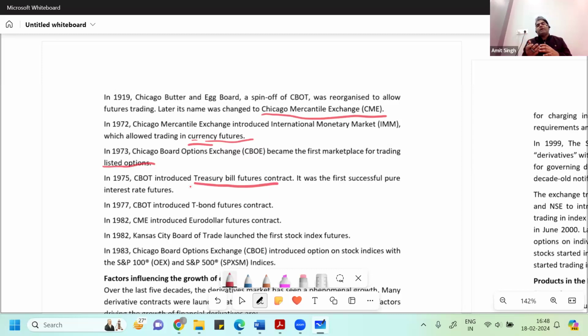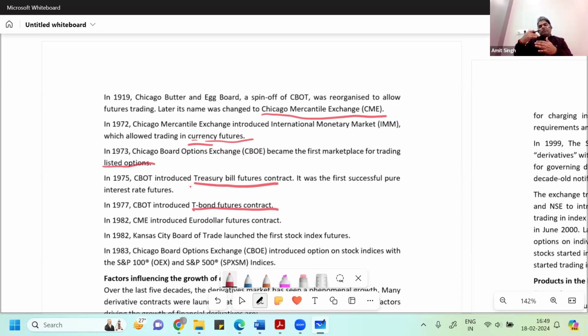Treasury bills have a life of 91 days, 182 days, or 364 days, and are issued by RBI on behalf of the Government of India, where banks and other financial institutions participate, and that way the government gets the financing. In 1977, the Chicago Board of Trade introduced T-bond future contract. So treasury bill was a short-term debt instrument, or you can call that a money market instrument, while T-bonds are basically long-term secured debt instruments.